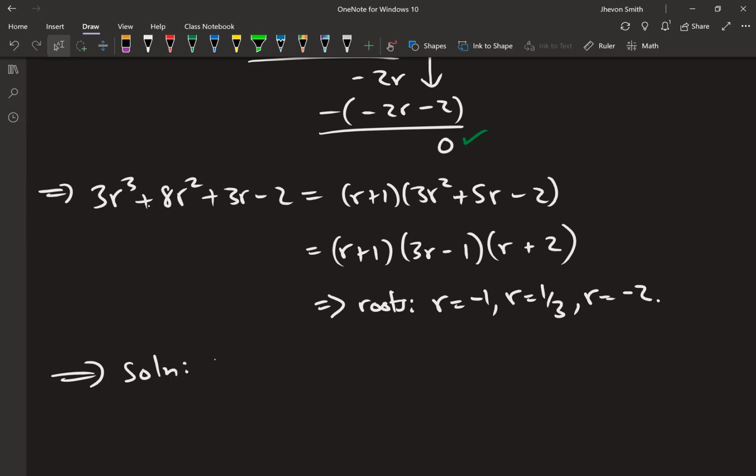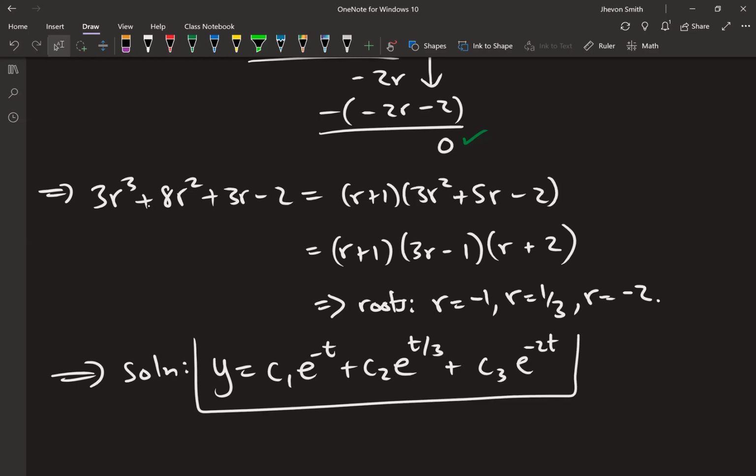So this is going to be C1e to the minus t plus C2e to the t over 3 plus C3e to the minus 2t. And hopefully you get that.